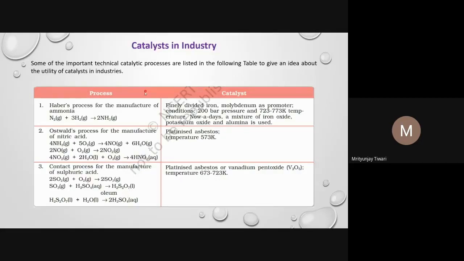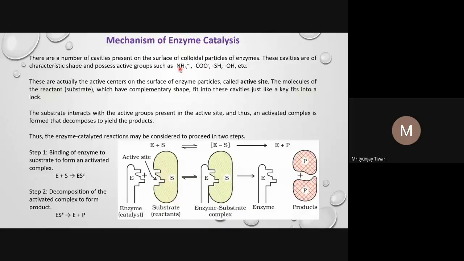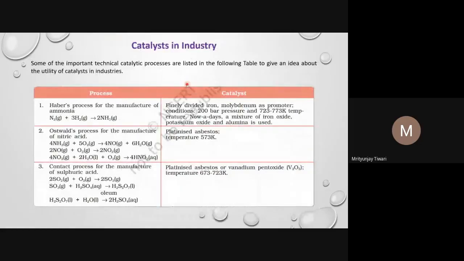So now let's see the catalyst, because enzymes are also an example of catalysts, and they are shape selective catalysts like zeolites.